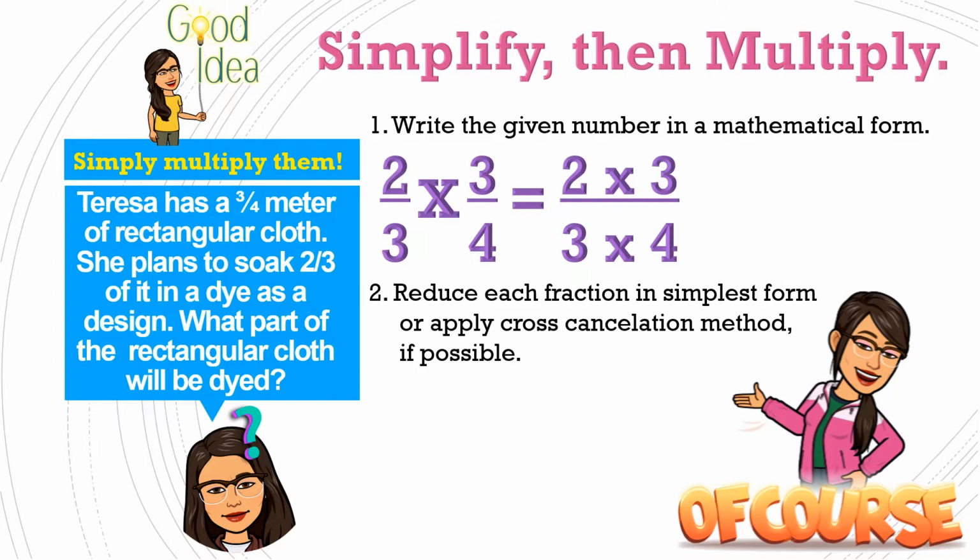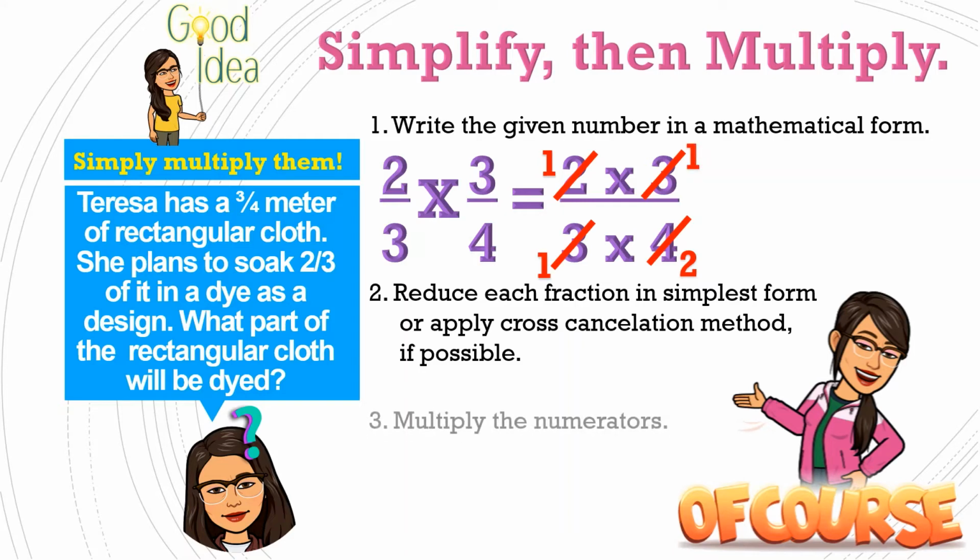So we are going to cancel in a crisscross manner. So 2 and 4, they are going to be partners. 2 divided by 2 is equal to 1 and 4 divided by 2 is equal to 2. Then the crisscross for 3 and 3: 3 divided by 3 is equal to 1.